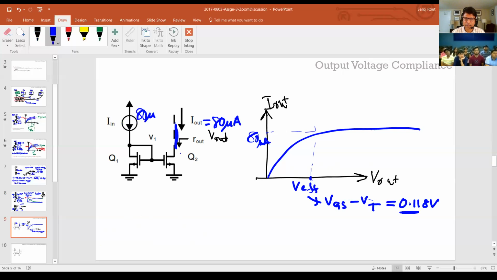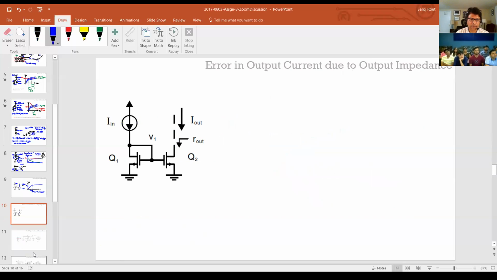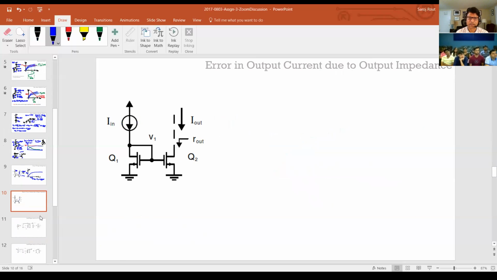In other words, for this to act like a current mirror for the value you are designing, you want to make sure that the voltage across this is greater than V effective. That's when it looks like a current mirror. And that's very important because whenever you design circuits, that will decide what kind of cascodes and all that you can use.